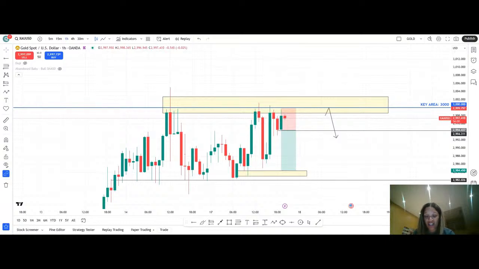We can see it's now at 2999. So we will see tomorrow where price was heading to. I can't wait for it to break out of this consolidation so we can make money again.